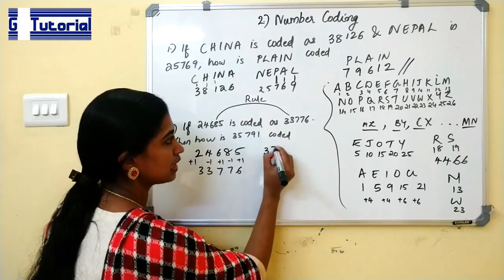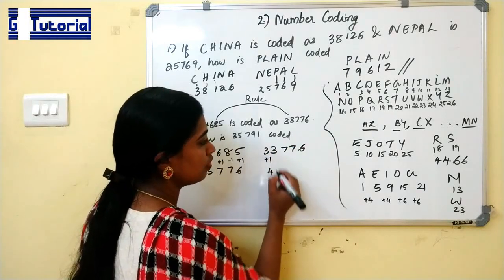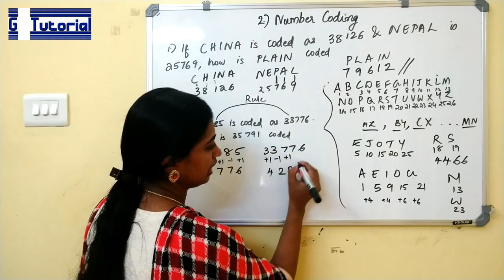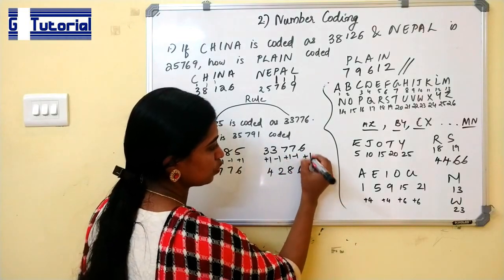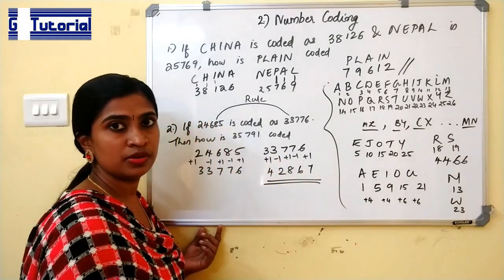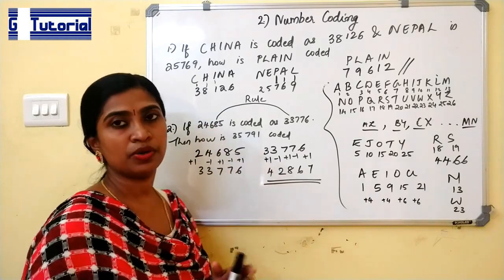Similarly, we can do this for 35791. First you have to add, so 3 plus 1 is 4. Next you have to subtract, 5 minus 1 is 4, 7 plus 1 is 8, 9 minus 1 is 8, 1 plus 1 is 2. So this is the code for this. Now you can do the second type of problem that can be asked from number coding.